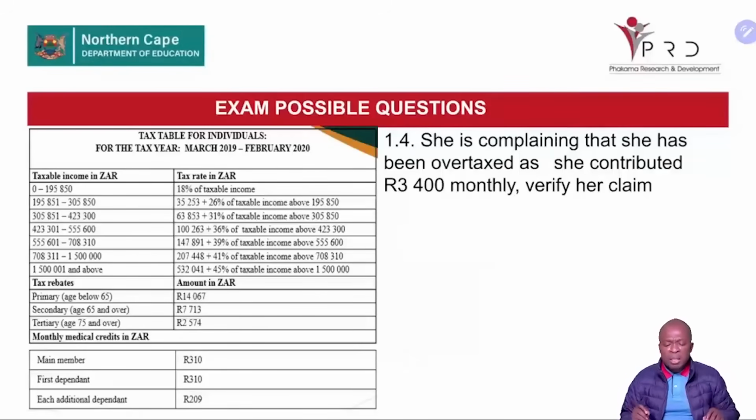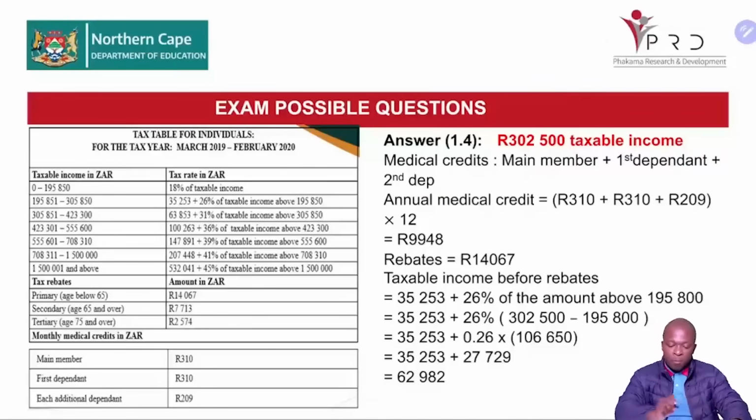She's complaining that she has been overtaxed, meaning she has paid too much tax. Verify, because she paid 3,400. This is how you do it. Okay, remember, Tatu has to pay tax on the 302,500. Don't forget, she has got dependents. It is her plus first dependent, all right, and the second dependent, herself and the 2 people who are on the medical aid. So let's go.